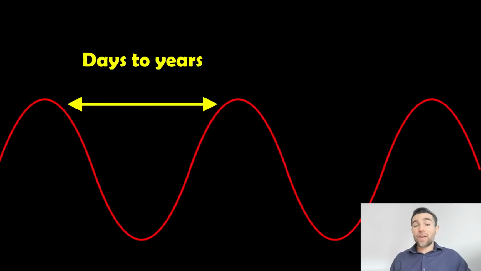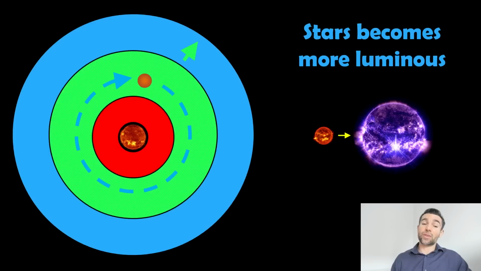And the time period that this can occur over, it is fast. In astronomical terms, it's days to years, basically. So the star will swell up and shrink back down on the order of days to years. So very, very fast, actually. That's going to cause us problems for our planets when we look at those.